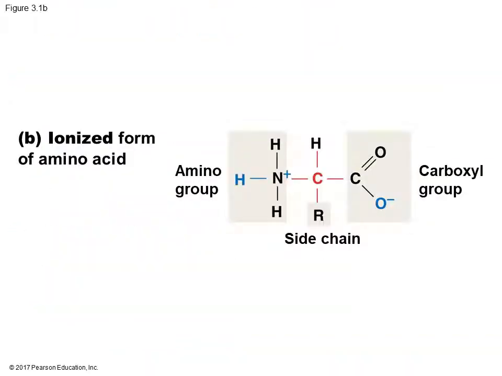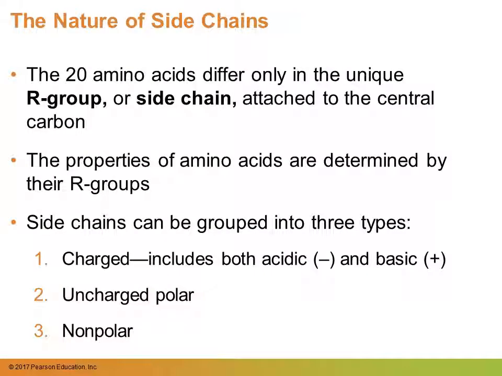Here's the ionized form, and you can now see that the amino group has a proton and it has a positive charge. On the other side, the carboxyl group has lost a proton or a hydrogen, and it now has a negative charge. So we see that it's ionized and it's reactive in water.